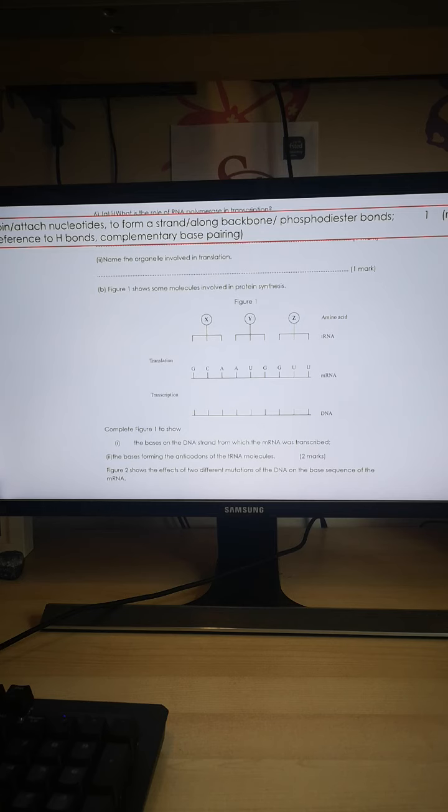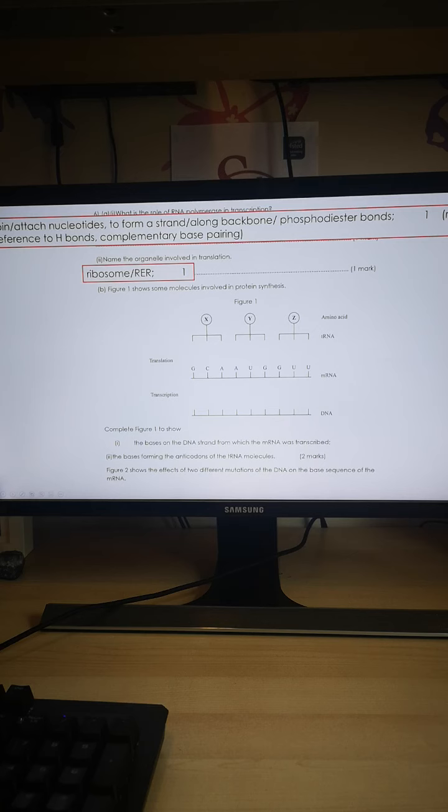between the sugar and the phosphate to form the sugar phosphate backbone, or by condensation reaction producing phosphodiester bonds between the sugar and the phosphate. So be as descriptive as you can in its role. Name the organelle involved in translation. It's our ribosome or rough endoplasmic reticulum.